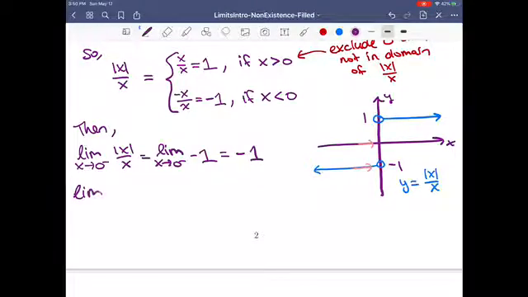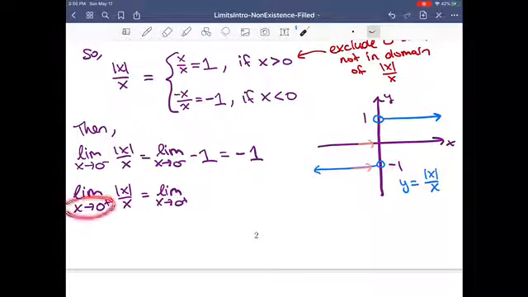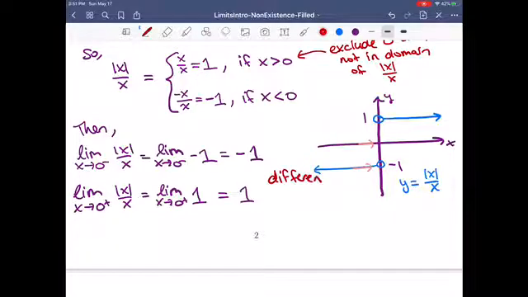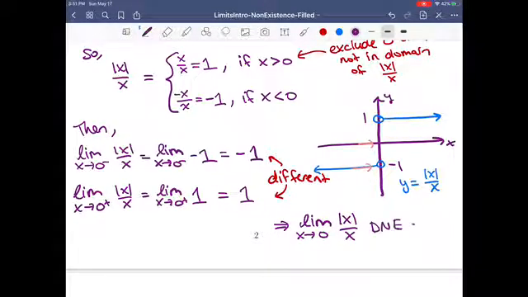When we're doing the right hand limit, now I'm slightly bigger than 0. Now I'm in this category, so I'm taking the limit of 1, which is going to be 1. Now notice that these limits are different. So what that means is that our two-sided limit does not exist, because we got two different answers here.